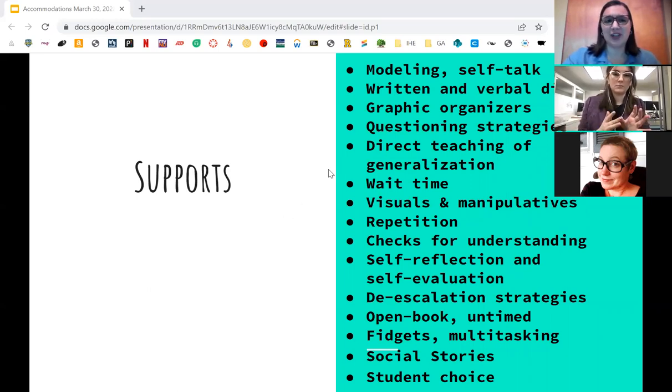So modeling and self-talk are great ways to build really any skills. I think this can be really helpful for content, but it can also be helpful for social skills, social emotional skills, self-reflection, self-advocacy skills. So I will often talk through what I'm thinking or do a think aloud strategy while I'm doing a problem on the board or while I'm thinking through problem solving, even practicing breaking down a project.